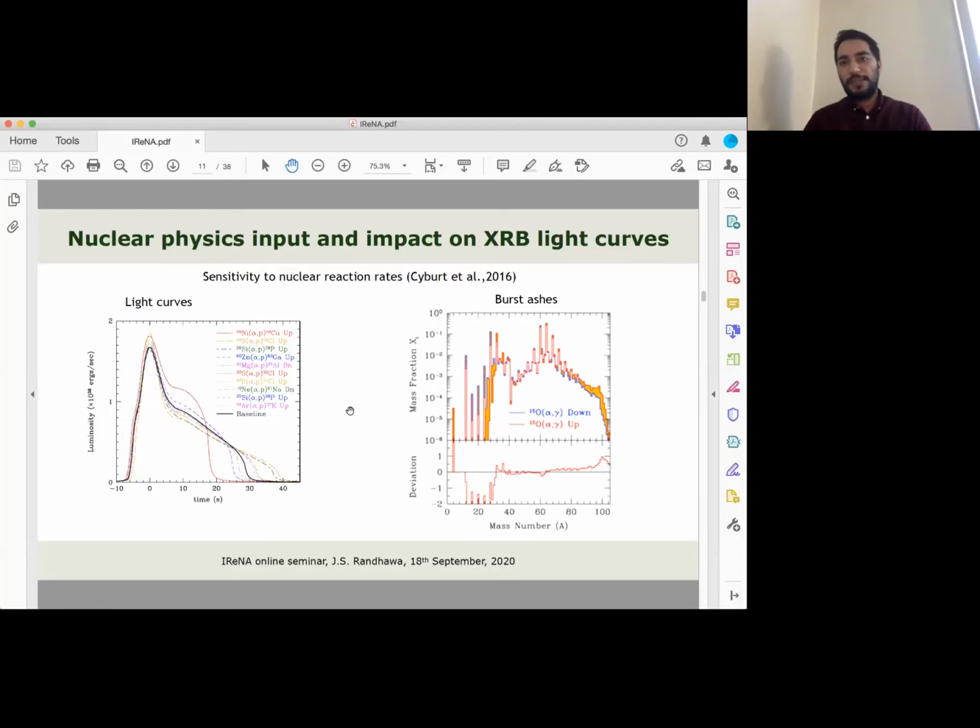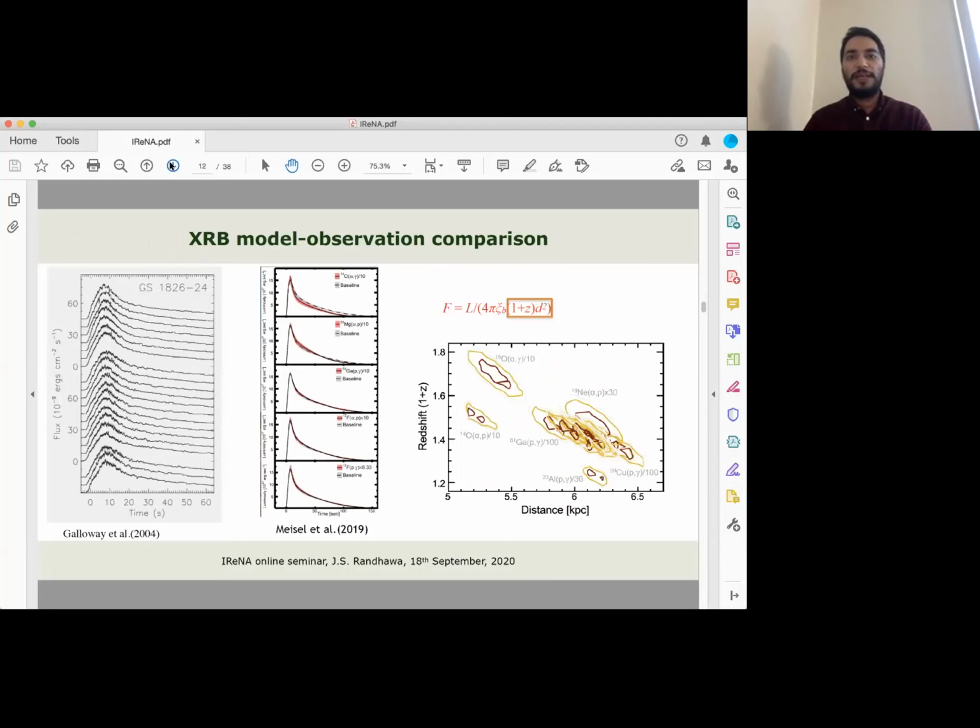So this means that the uncertainty in the nuclear reactions can impact the X-ray bursts in two ways. One is that a few reactions directly impact the X-ray burst light curves, and a few of them impact the burst ashes, which, as we have seen before, set the stage for processes in the deeper layers. But why is it important to better model the X-ray burst light curves? We see that the ashes play an important role in the deeper processes.